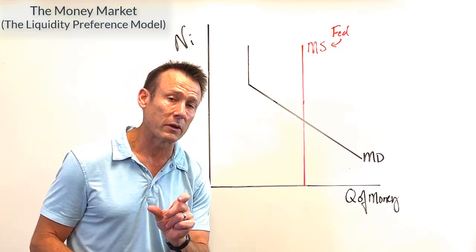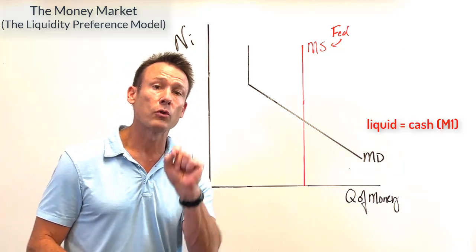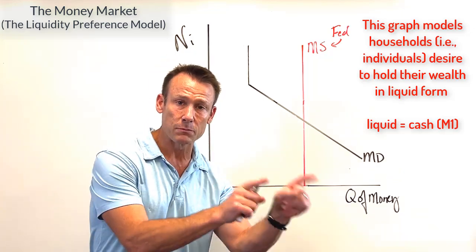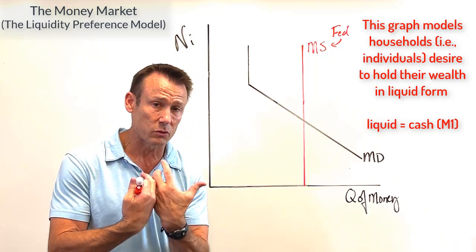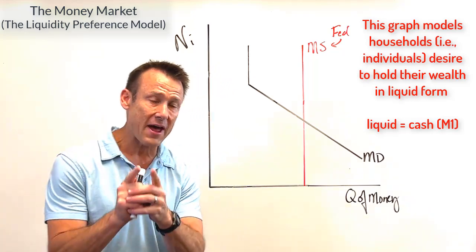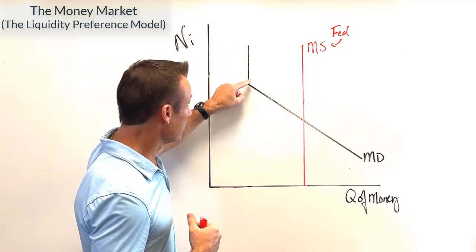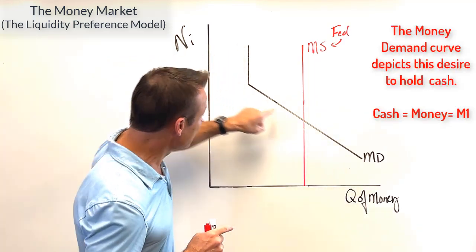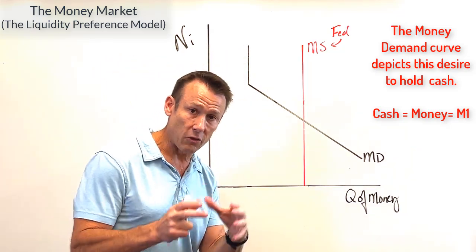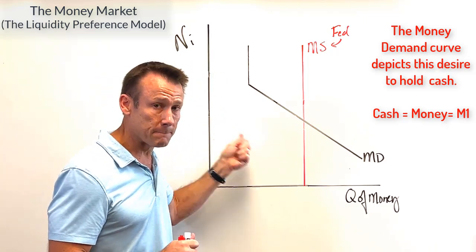What this graph is showing us is our, meaning households, meaning individuals' preference for holding their wealth in liquid form. In fact, the curve that shows our preference for holding our wealth in liquid form is the money demand curve. Again, it's a liquidity preference model.